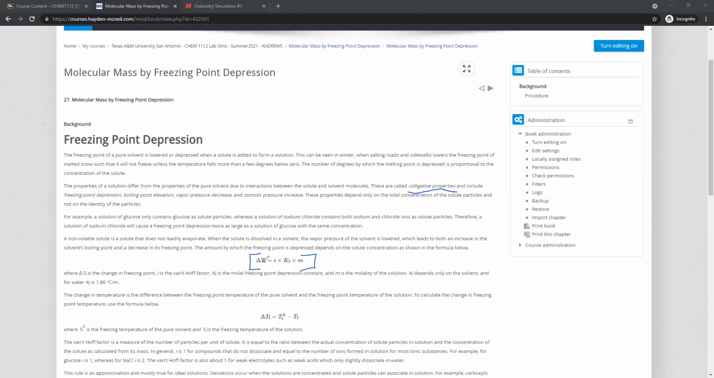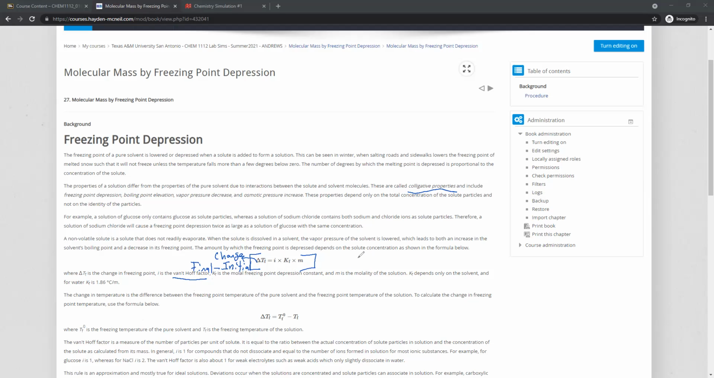So the change in freezing point, so delta, whenever you see delta, that means change. And in science, it's always going to be your final condition minus your initial condition. So the freezing point at the final point of this experiment minus what our initial freezing point was is equal to i. i is called the van 't Hoff factor. What i is, it's how many particles our substance dissolves into.